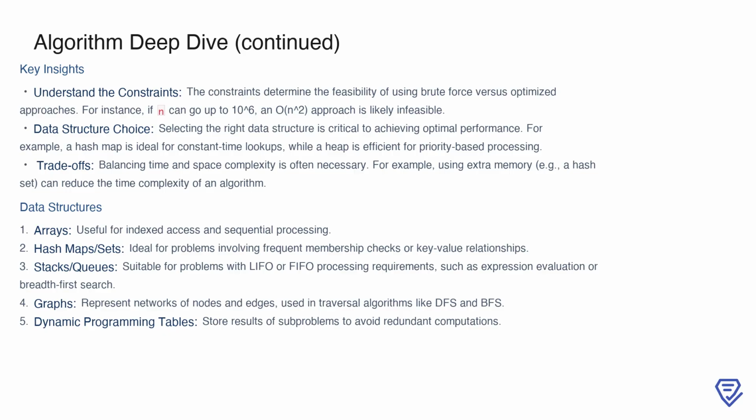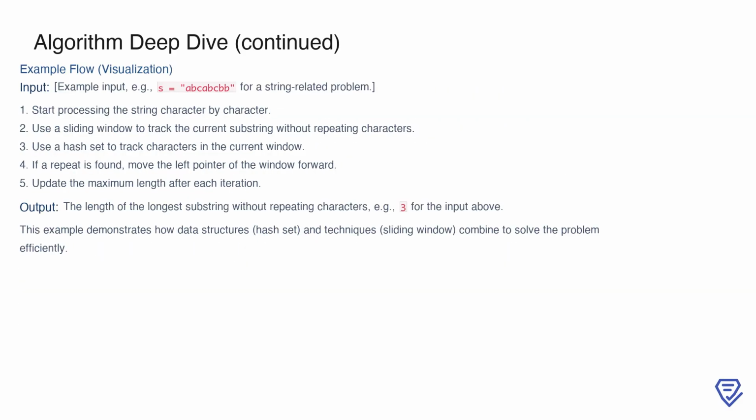When it comes to data structures, arrays are perfect for indexed access, while hash maps or sets excel in scenarios requiring frequent membership checks. Stacks and queues are ideal for specific patterns like LIFO or FIFO processing, and graphs are indispensable for network-based problems. Dynamic programming tables, on the other hand, are key to avoiding redundant calculations and problems involving overlapping subproblems. Selecting the right tools and techniques is essential for crafting efficient solutions. Let's explore an example to see these principles in action.